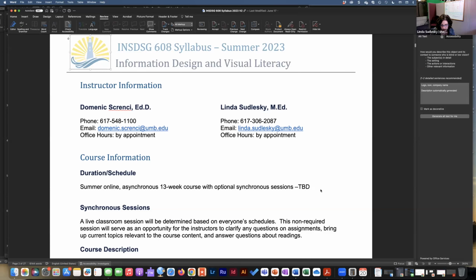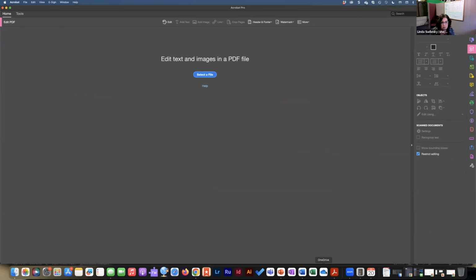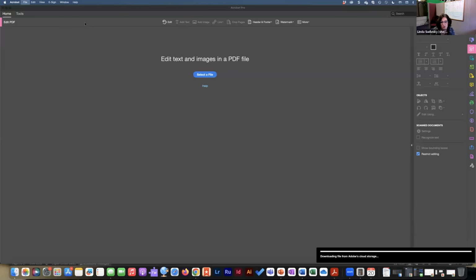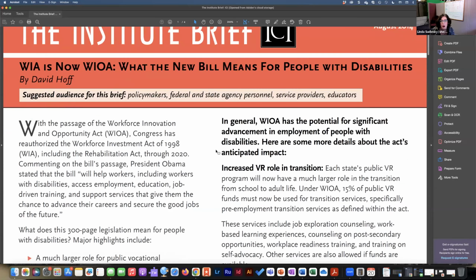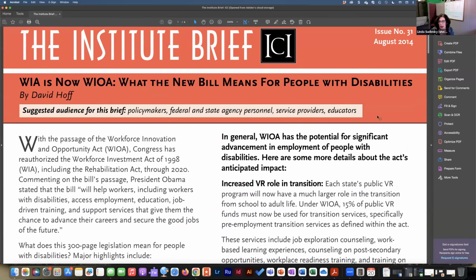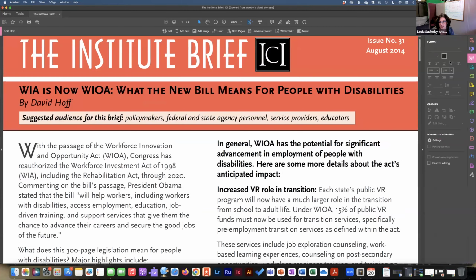The next one that I want to show you is Acrobat. So in Acrobat, when you open a file, for example, I'll open this WIOA, which I'm not sure exactly what this is, but I believe it had a lot of images. Yes. And so if I go to edit this PDF, then I can go in and use the accessibility checker on it.